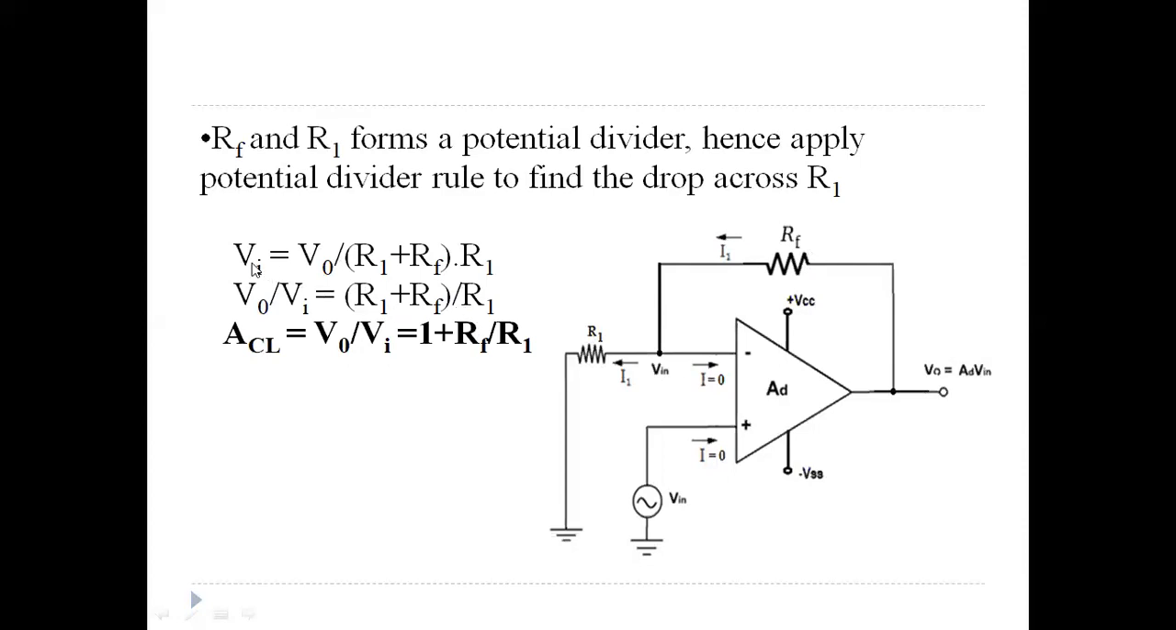So here we can get Vn is equal to V naught times R1 by R1 plus Rf. From this equation, V naught by Vi is equal to R1 plus Rf by R1. So R1 by R1 means 1, plus Rf by R1. This is the closed loop voltage gain of the op-amp in non-inverting configuration. ACL means closed loop configuration, that means we are applying some feedback. Whenever we are applying feedback, this is the voltage gain of a non-inverting amplifier in the ideal case.